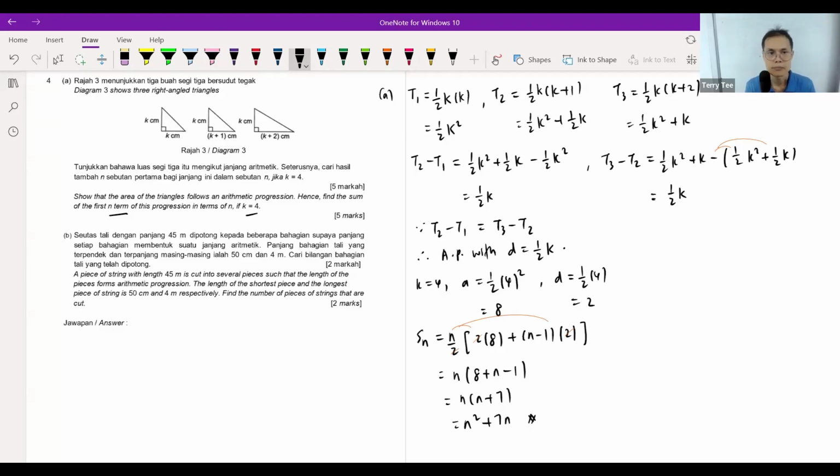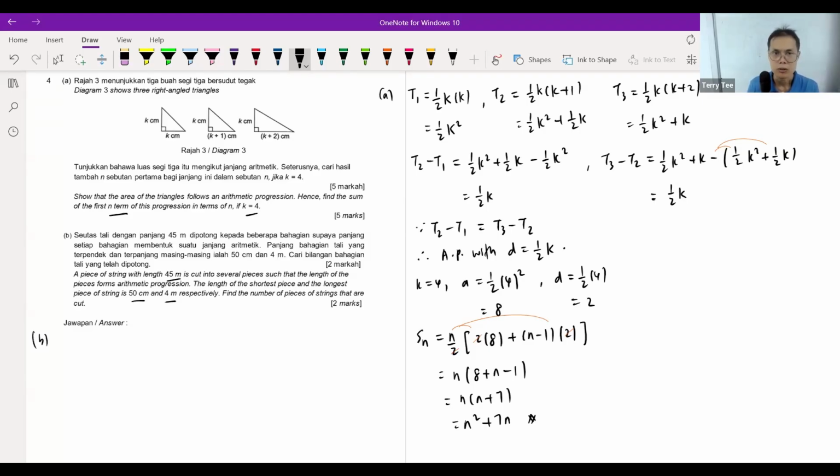All right, part B. A piece of string with a length of 45 meters is cut into several pieces such that the length of the pieces form an arithmetic progression. So the length of the shortest piece and the longest piece is 50 cm and 4 meters respectively. So find the number of pieces of string that are cut.